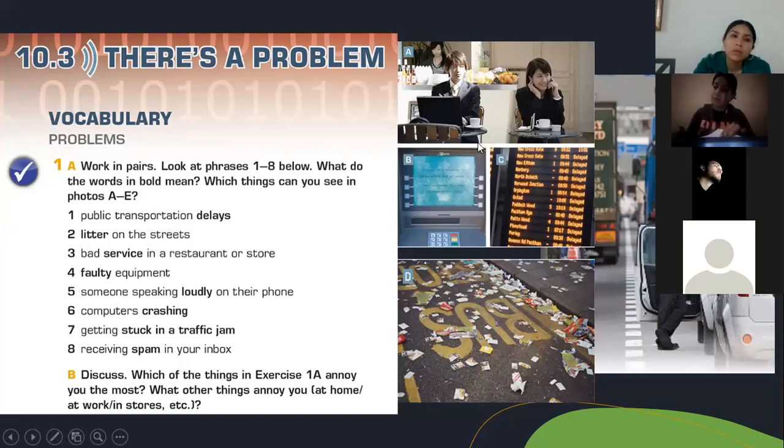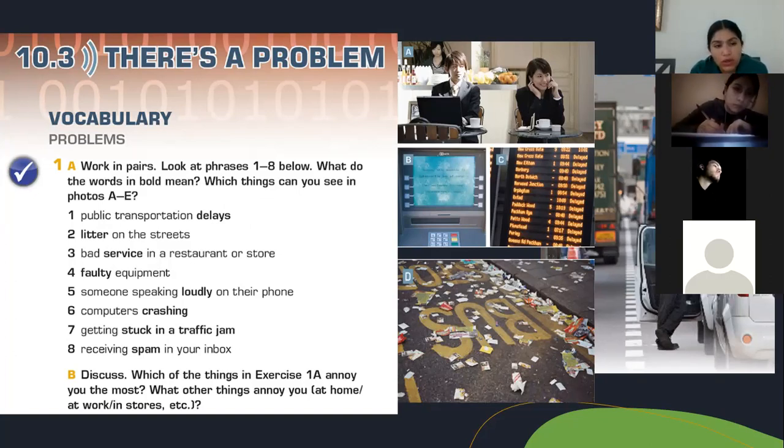Okay, so what can you see? It says, look at the phrases, what do the words involved mean? Which things can you see in photos A to E? Okay, so number 1, it says public transportation delays. 2, litter on the streets. 3, bad service in a restaurant or a store. 4, faulty equipment. 5, someone is speaking loudly on their phone.